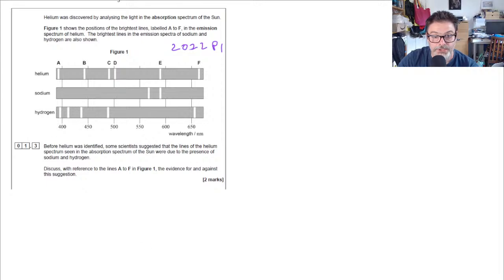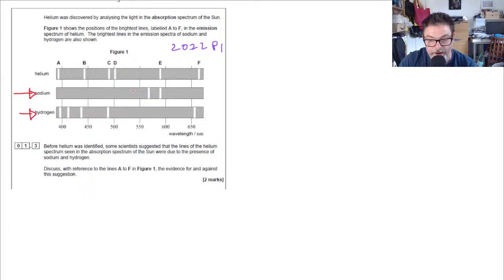So here's a typical question then on this stuff, which is from 22. I won't bother reading it, but basically we have the emission spectrum for sodium and the emission spectrum for hydrogen. Now these have been well known for a long time, so you can be sure about these. You can literally go and look them up.